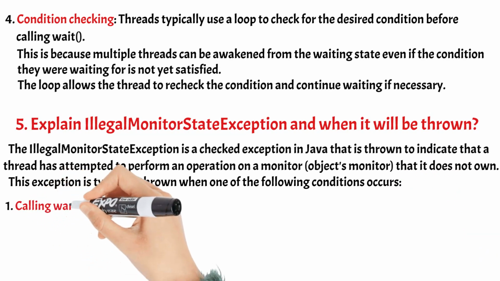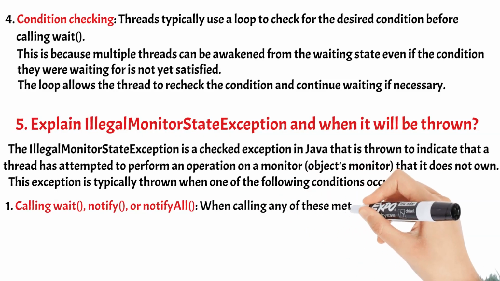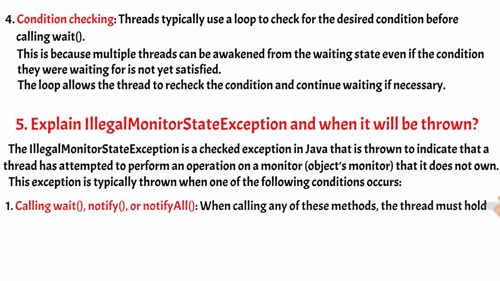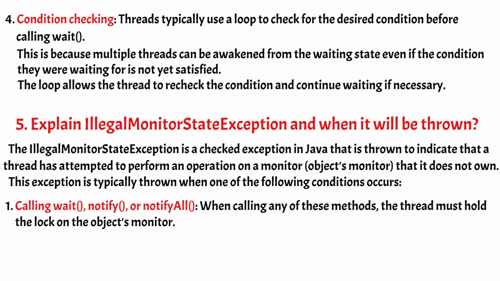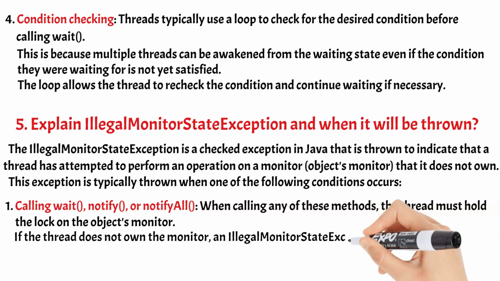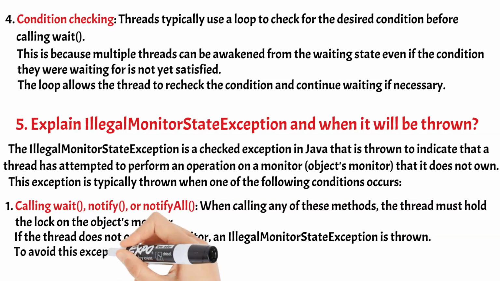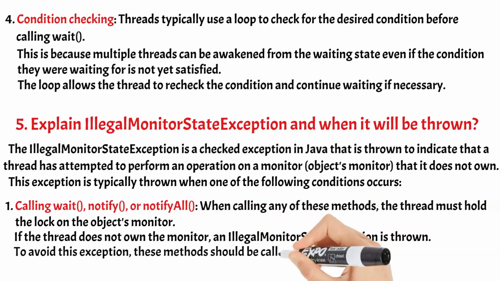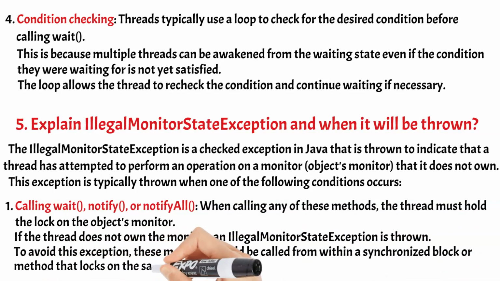1. Calling wait, notify, or notifyAll. When calling any of these methods, the thread must hold the lock on the object's monitor. If the thread does not own the monitor, an IllegalMonitorStateException is thrown. To avoid this exception, these methods should be called from within a synchronized block or method that locks on the same object.